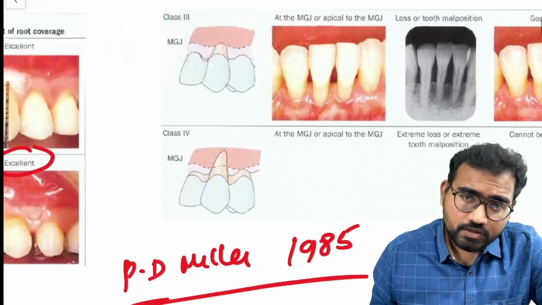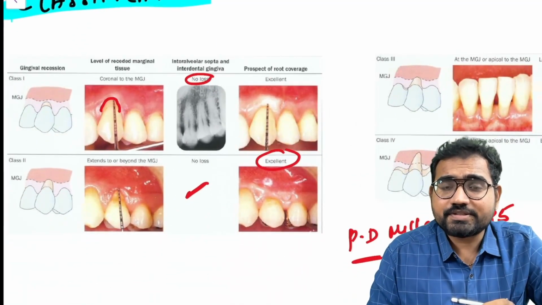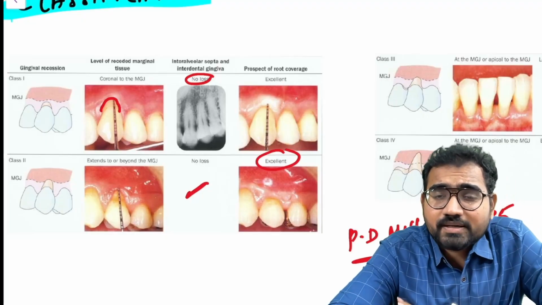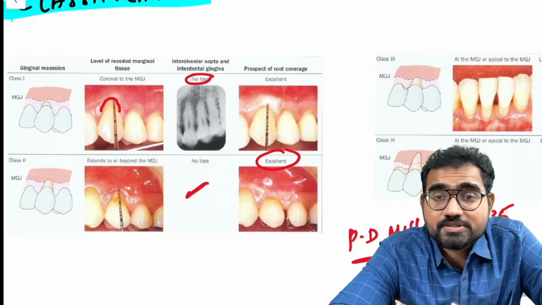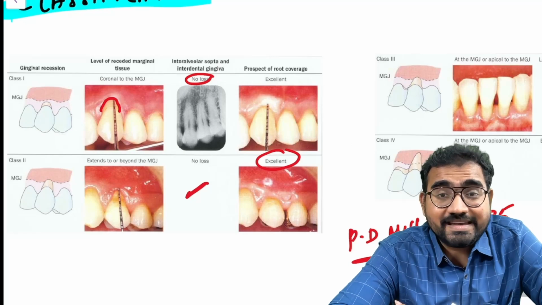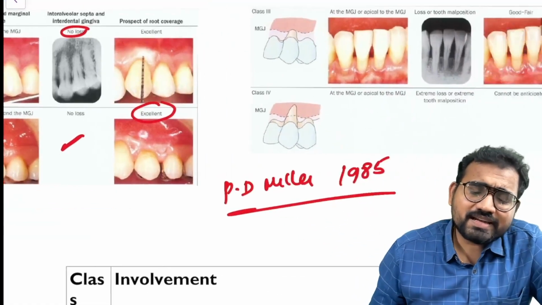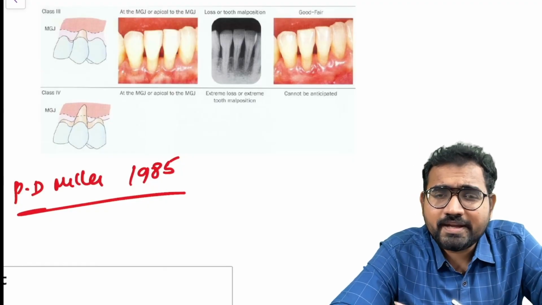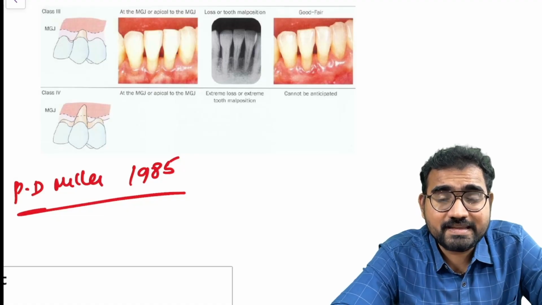So 1, 2, 3, 4 is given by PD Miller, 1985. It is generally based on soft tissue recession. There are a few drawbacks of Miller's classification. Miller didn't talk about the lingual recession. He just talks about the buccal recession, but doesn't talk about the lingual or the palatal recession. Two, if you look at class 3 and class 4, it is very difficult to find whether it is class 3 or class 4. He didn't give an exact distinguishing feature between class 3 and class 4.